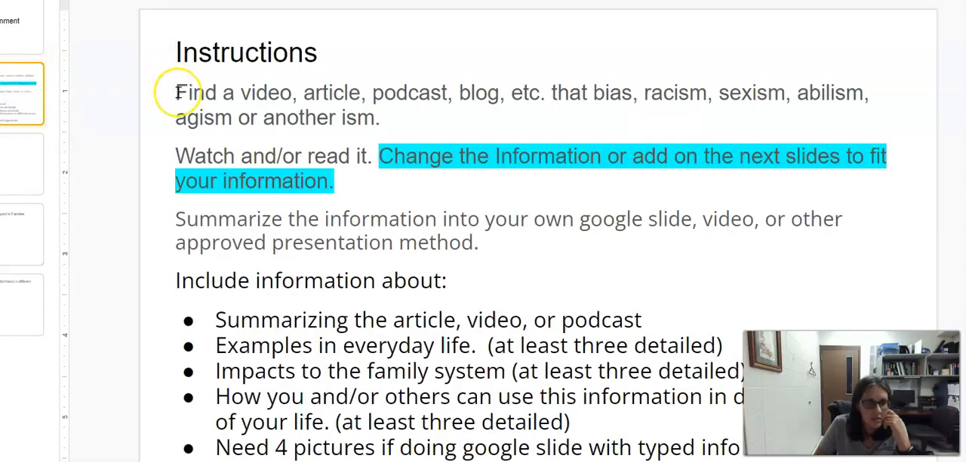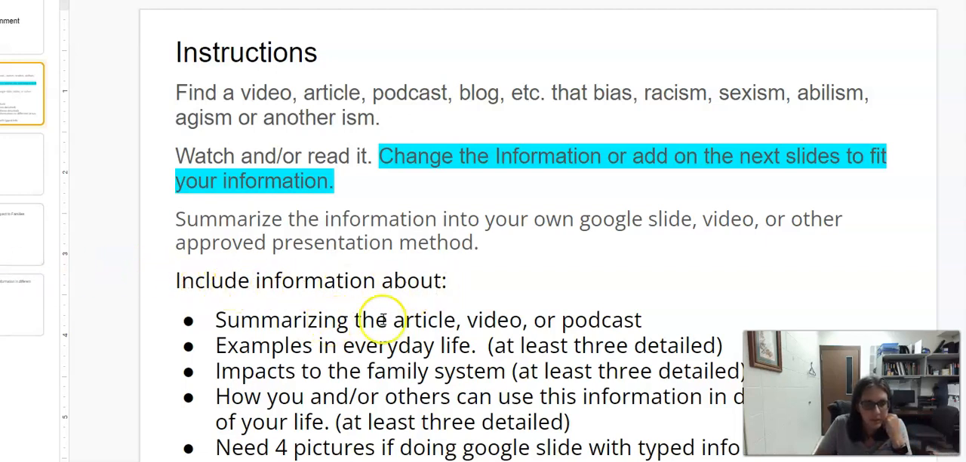So you go in instructions, you're going to find a video, an article, a podcast, or a blog that deals with bias, racism, sexism, ageism, homophobia, transphobia, all of those things, right, that we talked about. You're going to sign up for one. You're going to watch and or read it, change the information, or add on to the next slides to fit your information. So in that, you're going to be summarizing information in your own Google slide, video, or other approved presentation method. We're just going to stick with this unless you have a different idea. Then you can definitely email me about that.